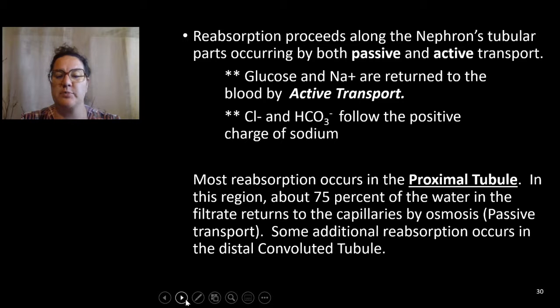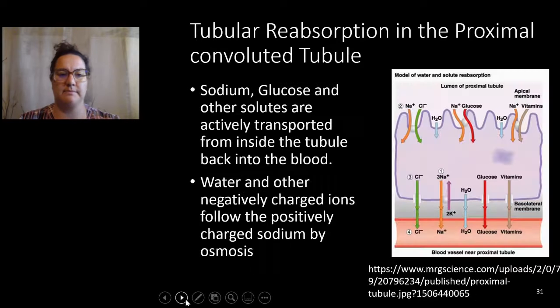Most reabsorption occurs in the proximal tubule. About 75% of the water in the filtrate returns to the capillaries by osmosis, which is again passive transport because we've increased the concentration gradient of the blood by reabsorbing the glucose, sodium, chlorine, and bicarbonate ions. So because the sodium, glucose, and other solutes are moved via active transport from the tubule back into the blood, water and negatively charged ions can follow by osmosis and passive transport.